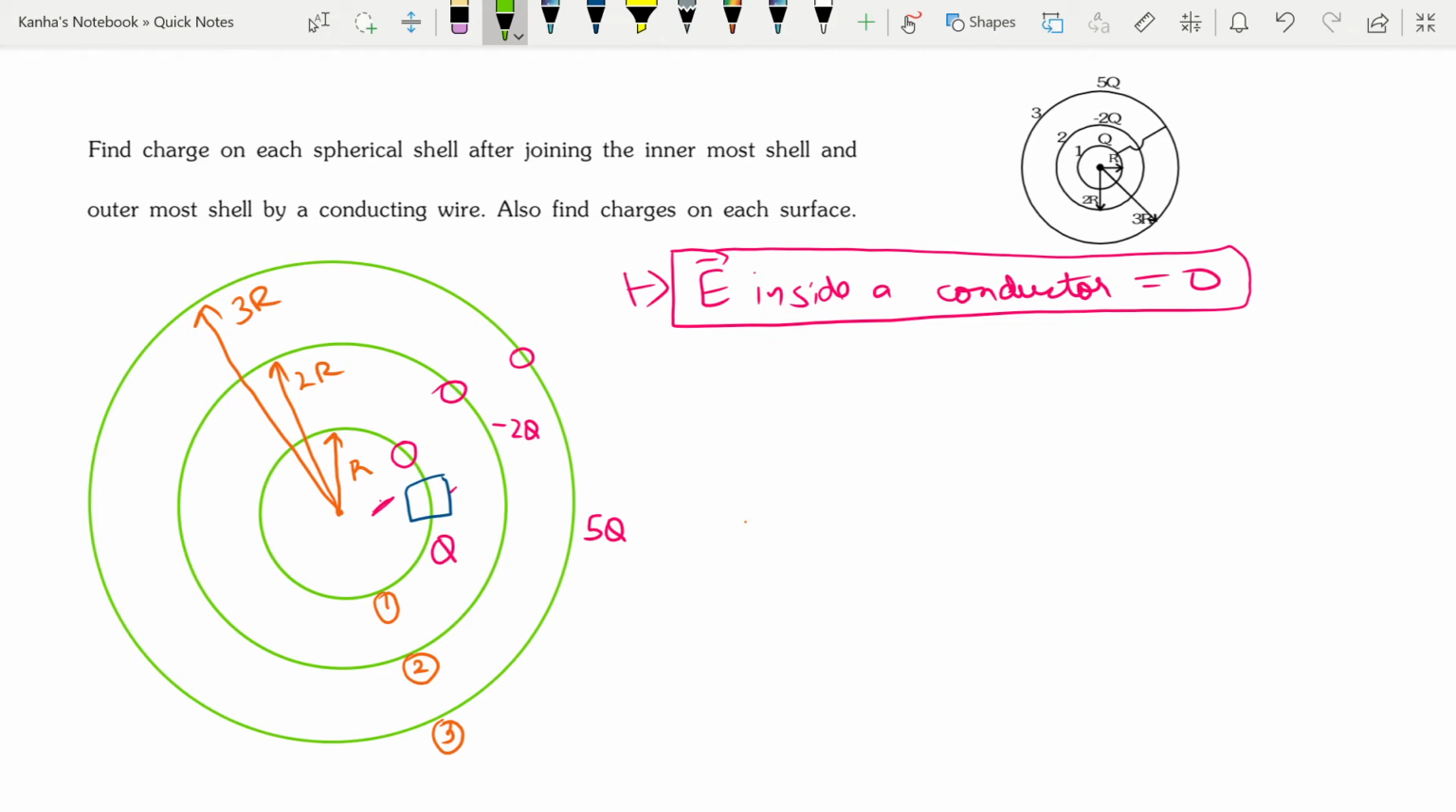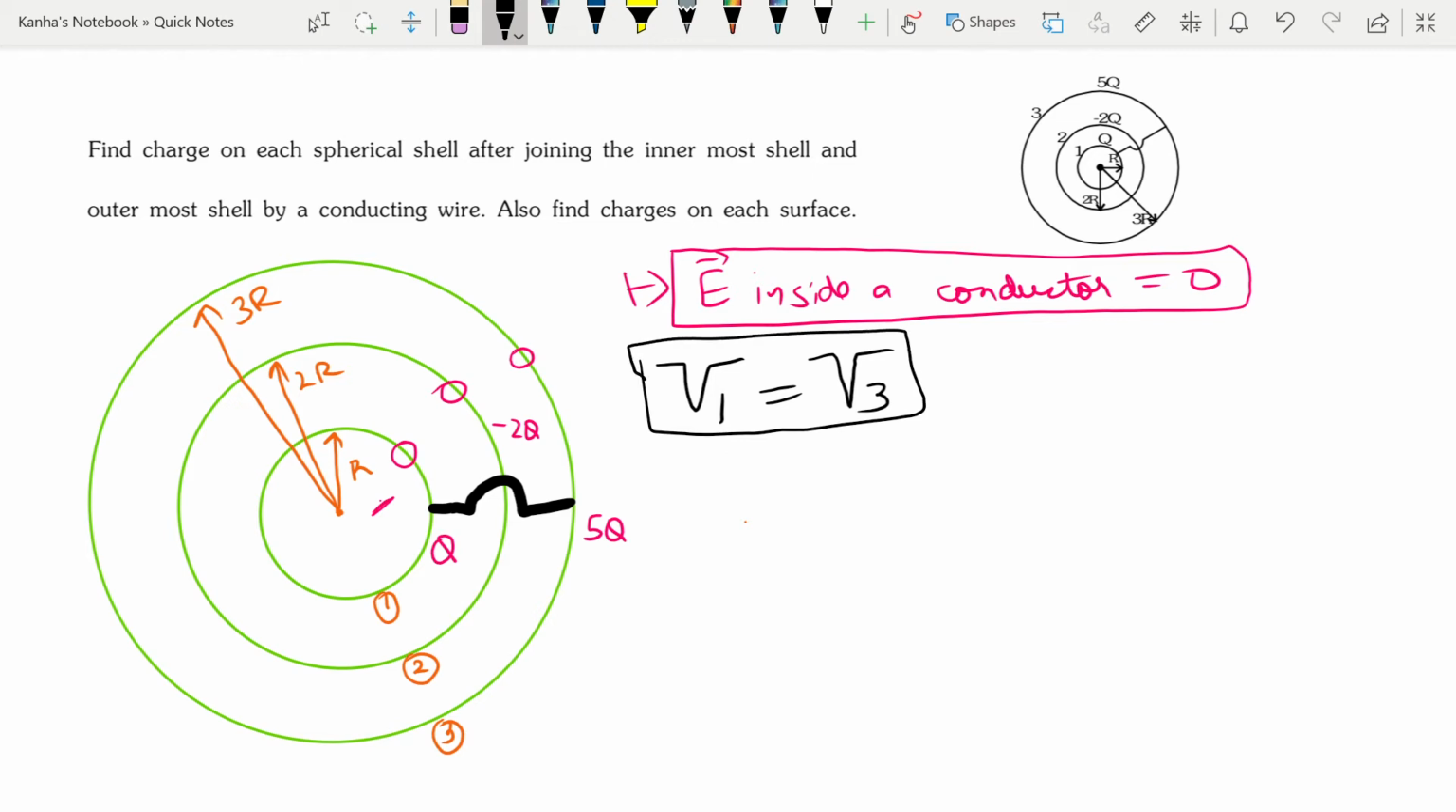What they say is they have joined the first spherical shell with the outermost spherical shell. So let me join these via a conducting wire. I have joined these with a conducting wire. So what happens when you join two conductors? When you join two conductors, their potential becomes the same. That implies V1 is equal to V3.